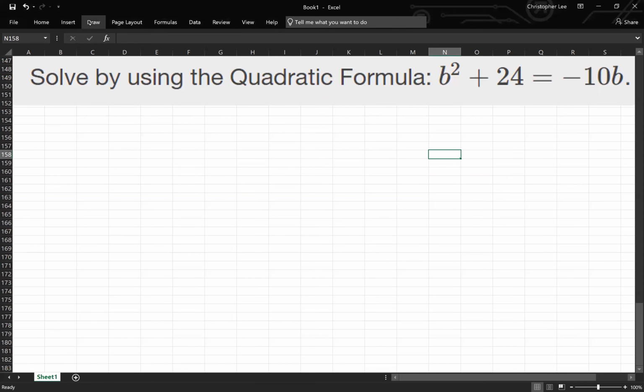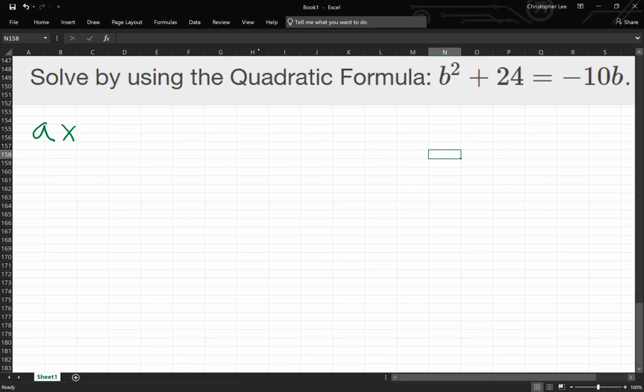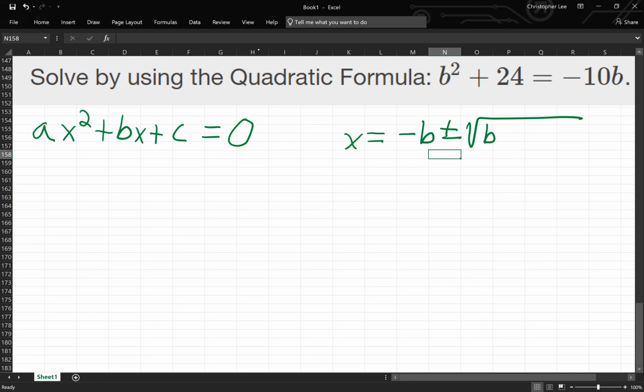Help y'all out a little bit. Standard form: ax squared plus bx plus c is equal to 0. Quadratic formula: x is equal to negative b plus or minus the square root of b squared minus 4ac, all divided by 2a. Right?